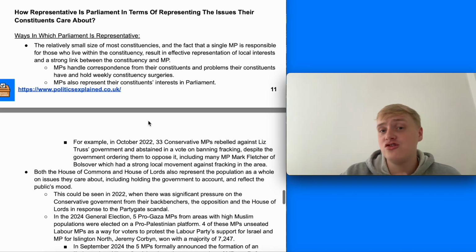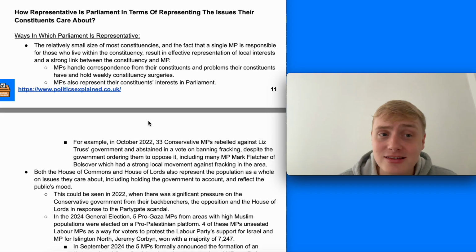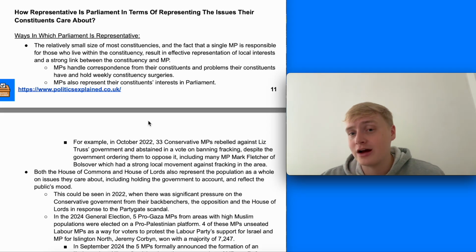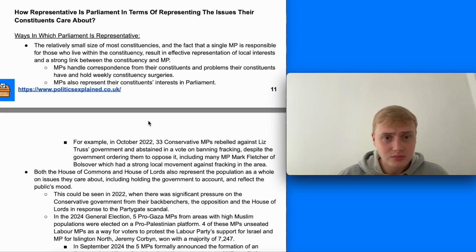The next key way we can judge whether Parliament is representative is, does it represent the issues that constituents care about? And we can say first of all that it is. There's relatively small constituencies, and the fact that a single MP is responsible for those who live within the constituency results in effective representation of local interests. MPs handle correspondence from their constituents, or their officers do, and problems their constituents have, and hold weekly constituency surgeries to help directly talk to their constituents and see how they can help them. And they also represent their constituents' interests in Parliament.